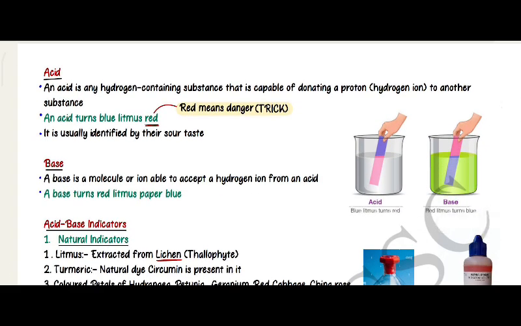Acid. An acid is any hydrogen-containing substance that is capable of donating a proton, a hydrogen ion, to another substance. An acid turns blue litmus red. Red means danger, that's the trick. It is usually identified by its sour taste.